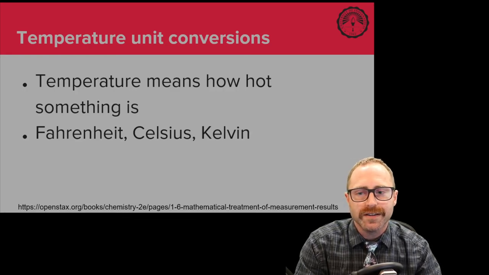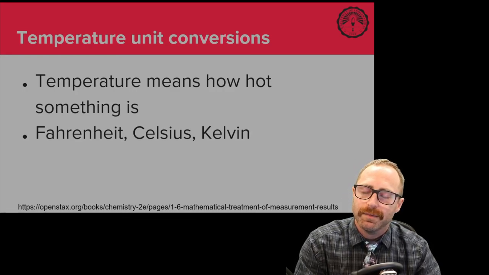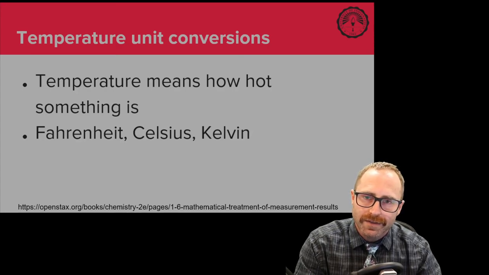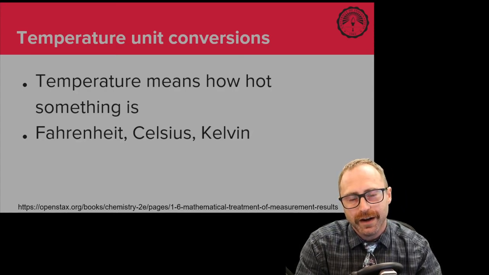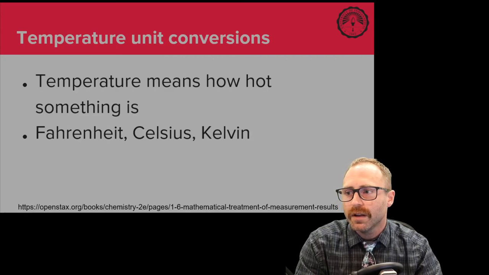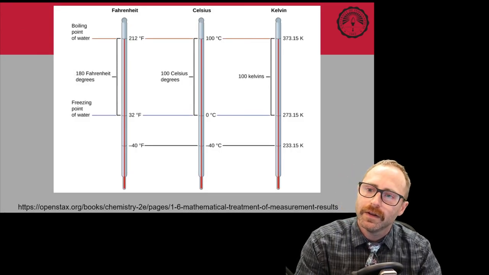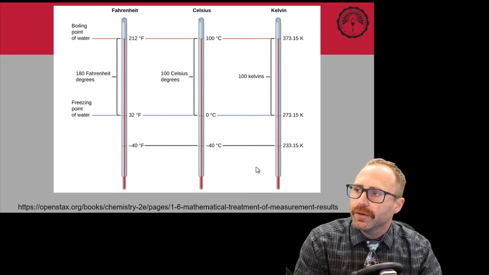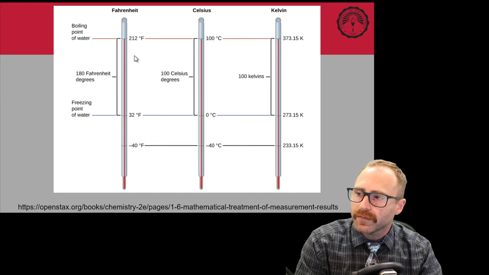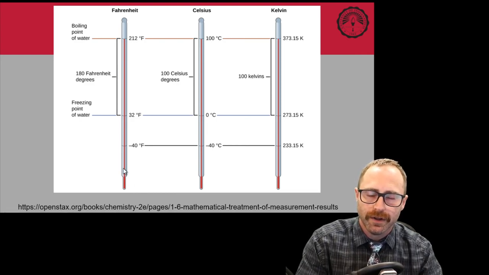There's three typical ways that we're going to measure temperature. They are the Fahrenheit scale, the Celsius scale, and the Kelvin scale. Let's talk about some of the differences and some of the similarities quickly. So here are three thermometers. And this comes from the OpenStax textbook and the link listed here below.